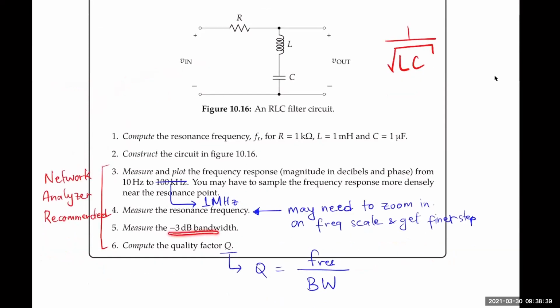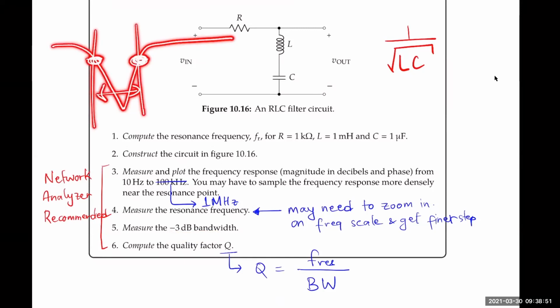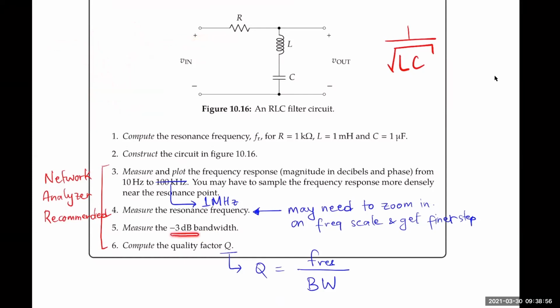Okay, so measure the 3 dB bandwidth. Again, this is a band reject, so it's going to have 2 3 dB frequencies, and you can measure both. The band of frequency, the difference of the 2 3 dB frequencies, is what we call the bandwidth. Now the quality factor is simply a ratio of the resonance frequency to the bandwidth of the resonator. This basically tells us how sharp that peak is, and so the quality factor of the resonance.